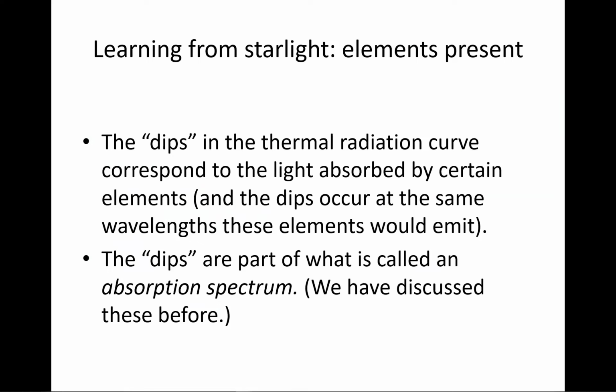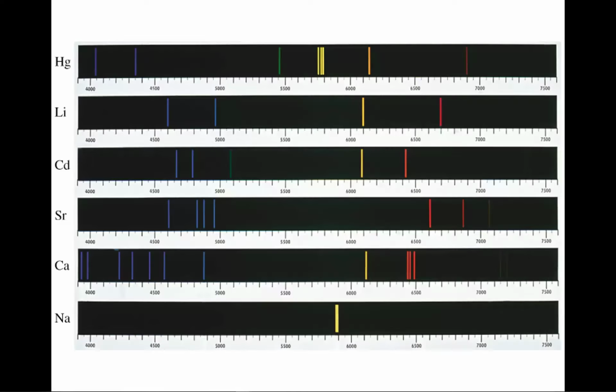And dips are part of what are called an absorption spectrum. We've learned about these before. So these are all emission spectra for different elements. And we've got sodium, calcium, strontium, cadmium, lithium, and mercury on there. So every element has its own fingerprint of wavelengths of light that it absorbs.